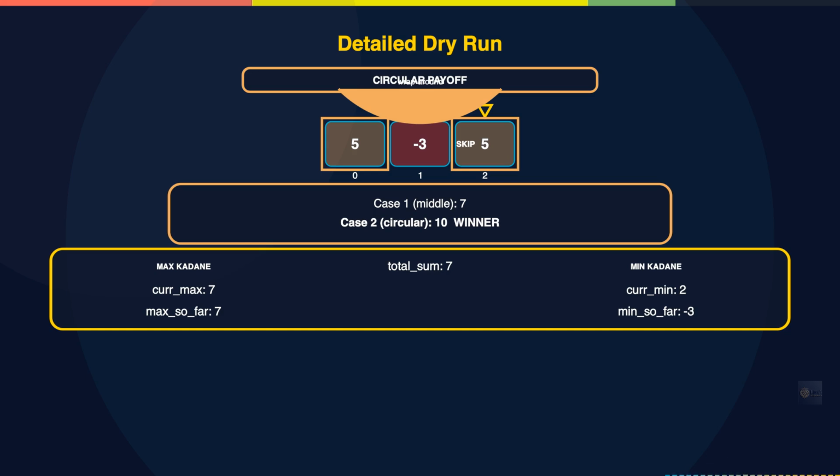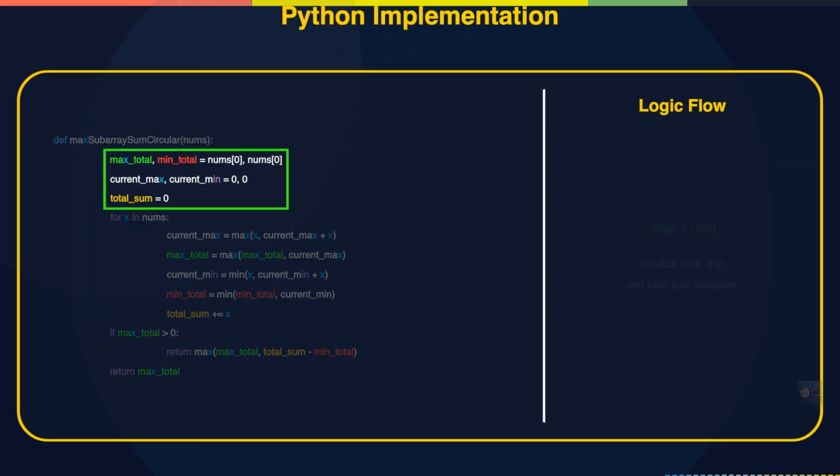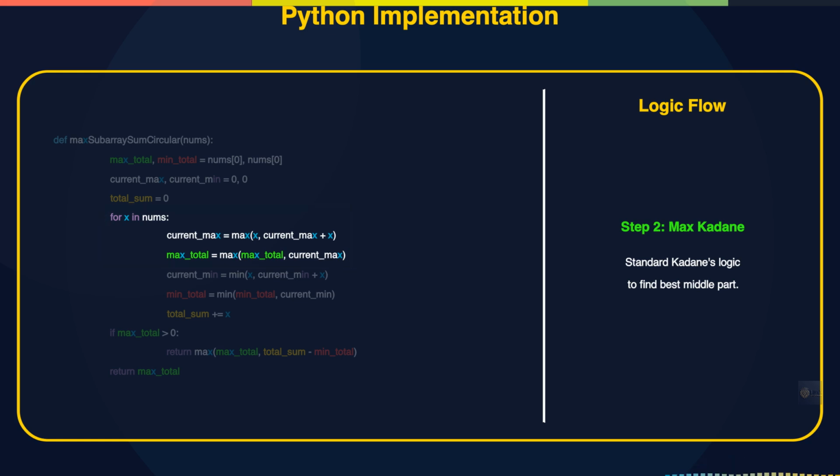Now, let us look at the Python code. We initialize 4 variables, max total and current max for the maximum sum, and min total and current min for the minimum sum. We also track the total sum. We loop through the array once, updating all variables. Finally, we return the maximum of max total and total sum minus min total.